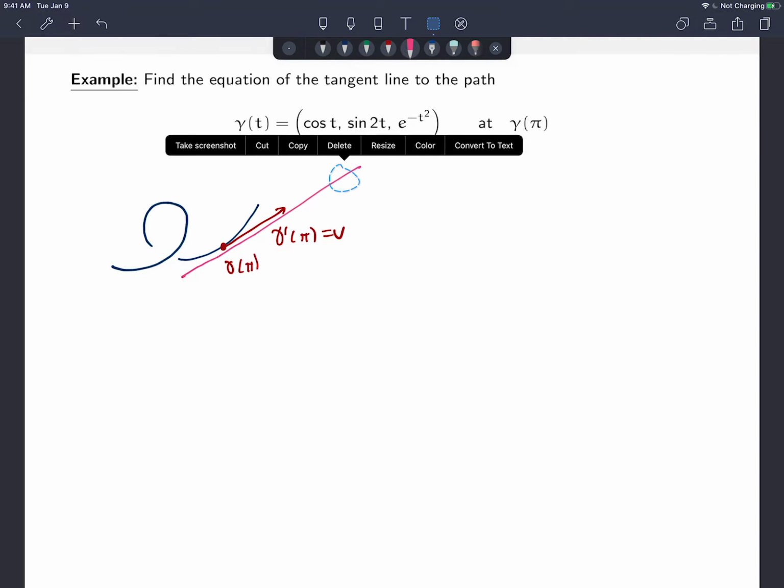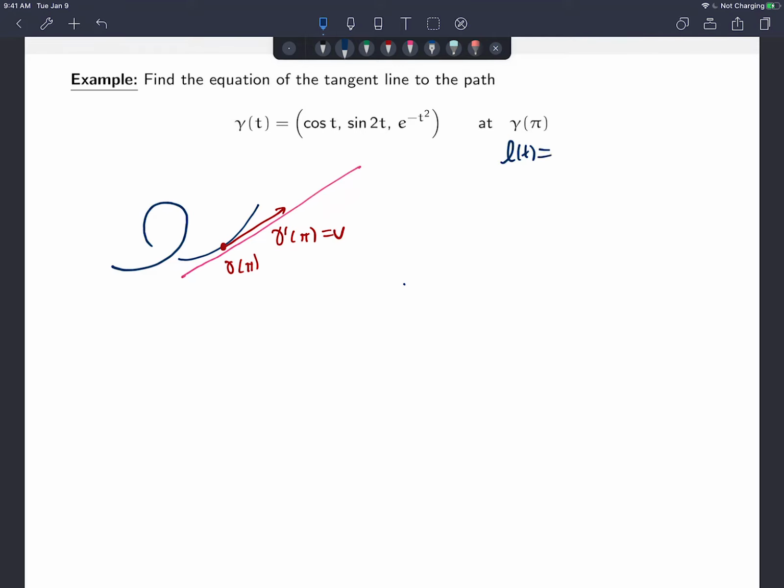So the function that we know will be a line, we know it's going to be L of t. We've done it: p plus t times v, where p is a point on the line. So p in this case would be gamma of pi. And the v vector is going to be exactly this, the direction of the tangent line, so gamma prime of pi would be the tangent vector. So that's the goal. So we need to find these few things. We need to find gamma, we need to find the derivative, we need to find gamma prime, and so on. So okay, let's go for it.